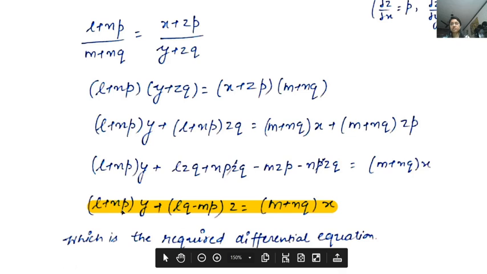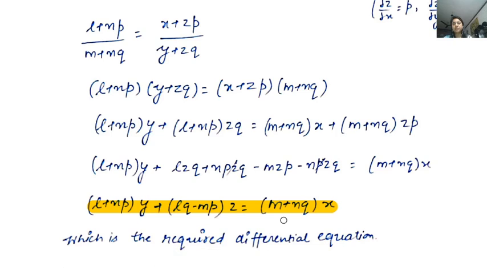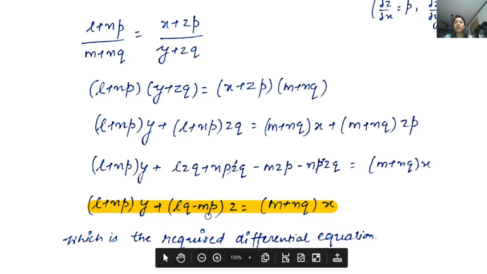And this partial differential equation is of first order because here we have p and q. p is ∂z/∂x, q is ∂z/∂y. Here we have a first order partial differential equation, and in the question there was only one arbitrary function. So in the solution we have here a partial differential equation of first order.